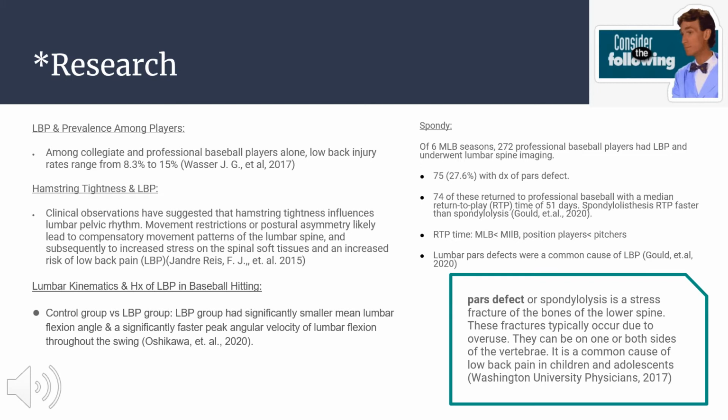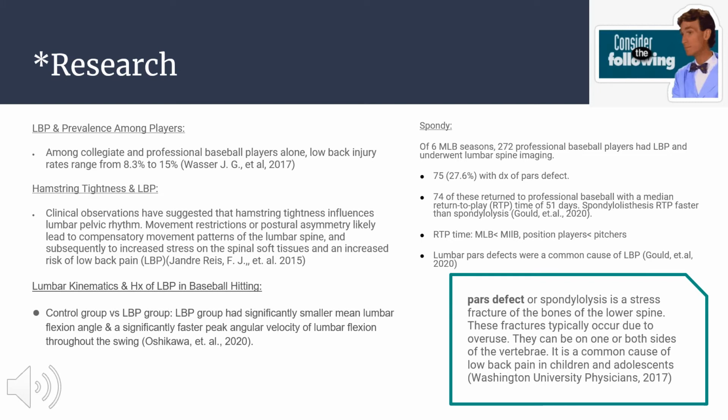The fourth study, over on the right, looked at spondylolisthesis, spondylolysis, and the prevalence in baseball players. So of 6 Major League Baseball seasons, they took 272 professional baseball players with low back pain, and they all underwent lumbar spine imaging. And of those 272 players, they had about 75 of them that were diagnosed with the pars defect, so approximately 30% of them, which is pretty prevalent.